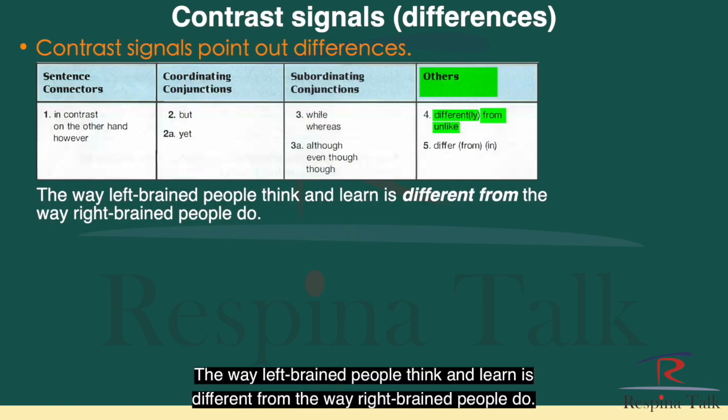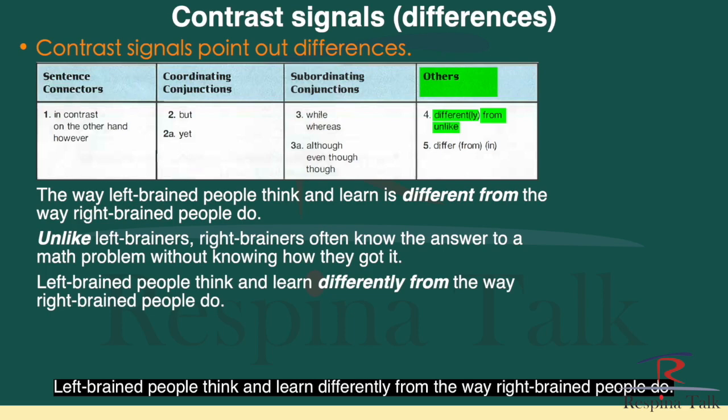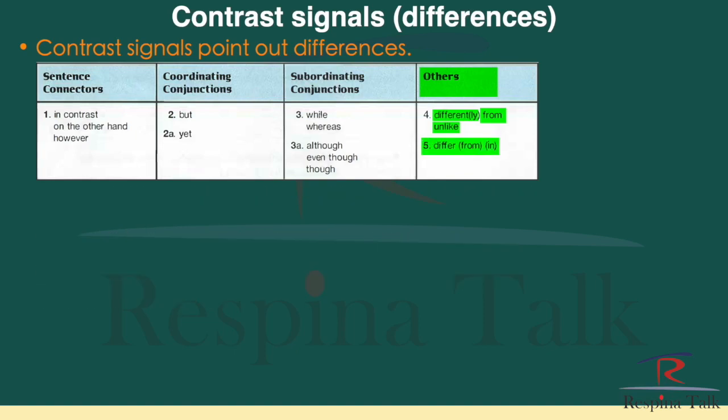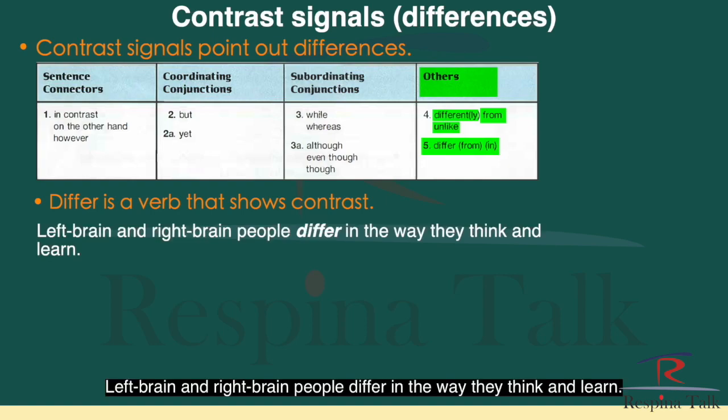The way left-brained people think and learn is different from the way right-brained people do. Unlike left-brainers, comma, right-brainers often know the answer to a math problem without knowing how they got it. Left-brained people think and learn differently from the way right-brained people do. And finally, differ is a verb that shows contrast. For example, left-brain and right-brain people differ in the way they think and learn.